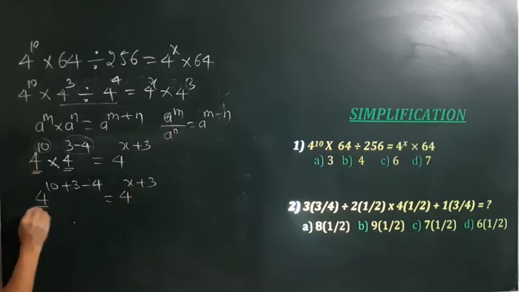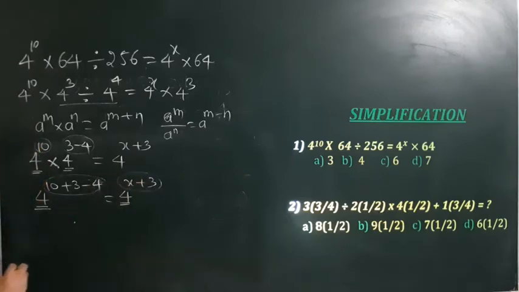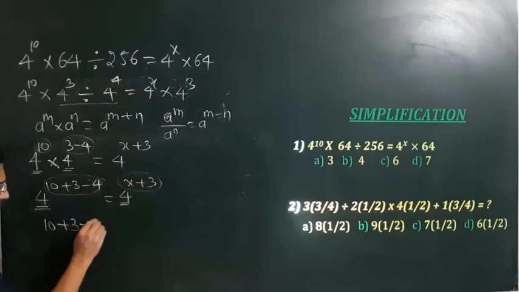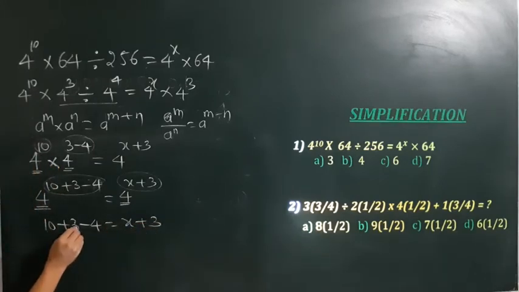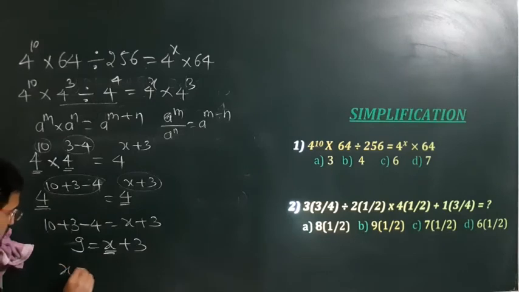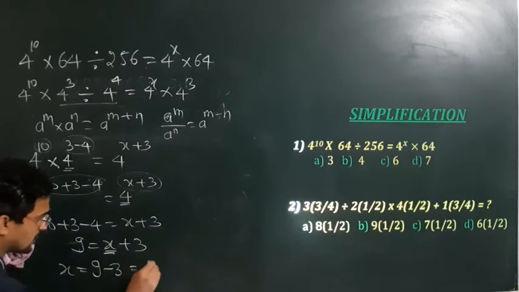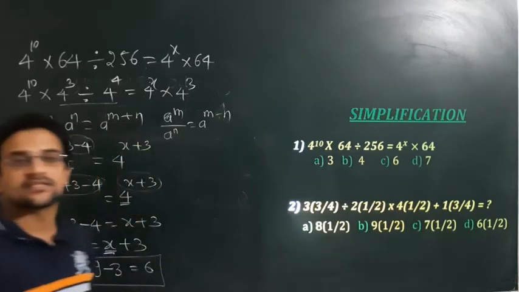Now both the bases are the same, hence their powers are also equal. So it becomes 10 plus 3 minus 4 is equal to x plus 3. Now add this: 10 plus 3 is 13, and 13 minus 4 gives 9, so 9 is equal to x plus 3. You want to calculate x. Keep this 9 as it is, shift this 3 to this side, so 9 minus 3 you will get 6. So x is equal to 6. So answer C is correct.